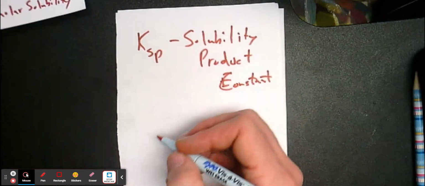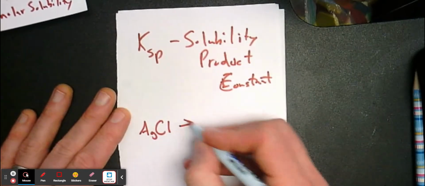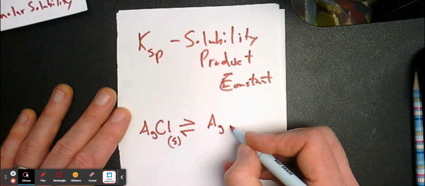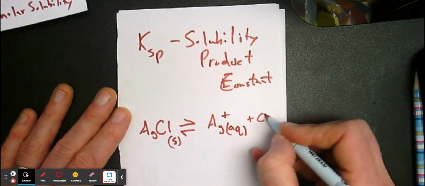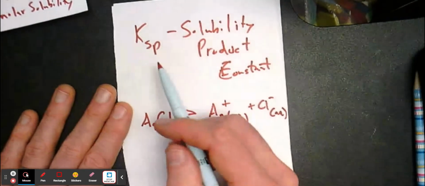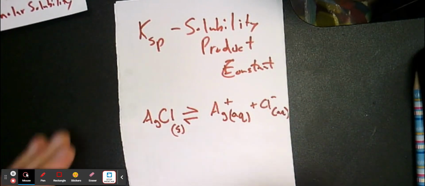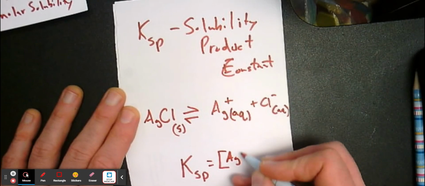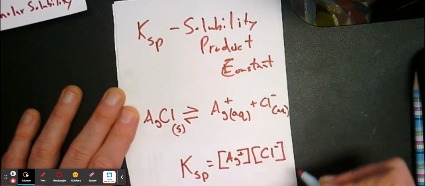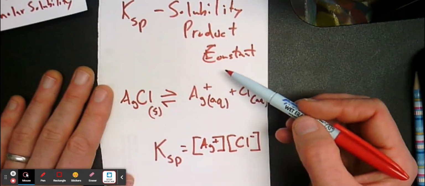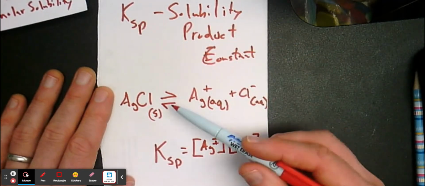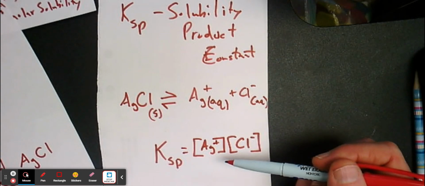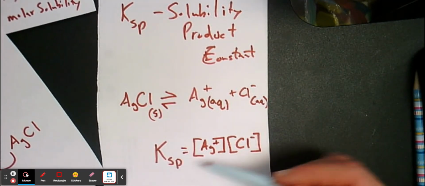Now, KSP talks about the solid becoming dissociated into aqueous ions. And this is just like any other equilibrium. The expression of my solubility product or equilibrium solubility constant is not going to have the solid, so it's going to be dependent on those two things. That's what the KSP is in terms of its equilibrium constant.